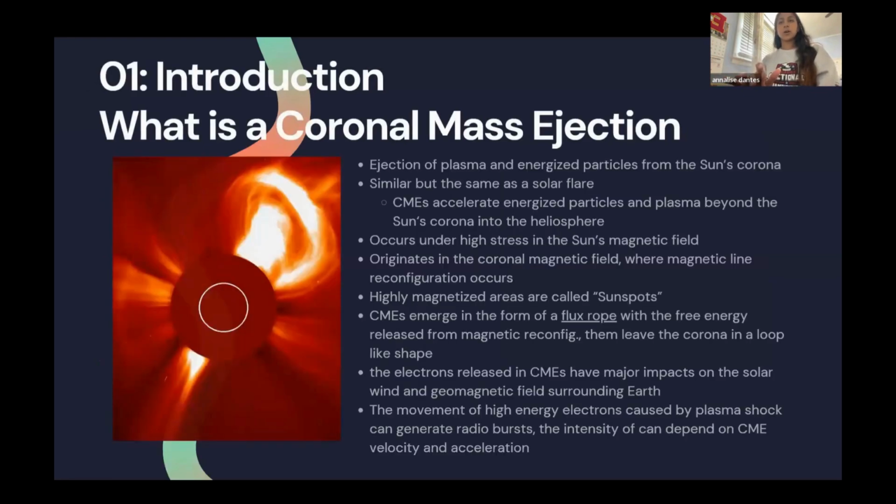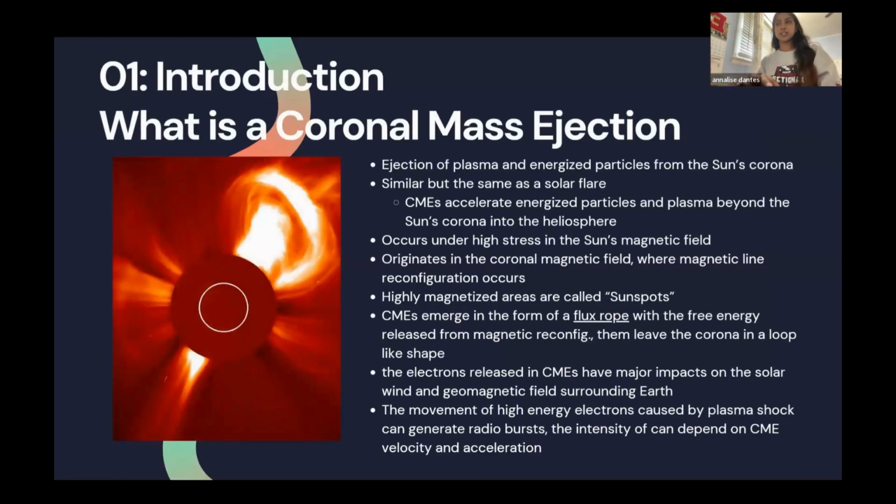So, starting off with just what is a coronal mass ejection? It is an ejection of plasma from the sun's corona, which you can see here in this picture on the left. And it's often confused for a solar flare. The two solar events are pretty similar and they often occur together, but they're not necessarily the same thing.